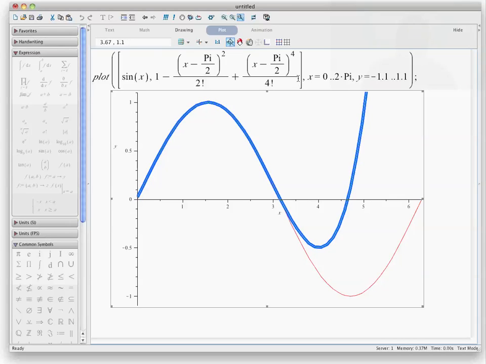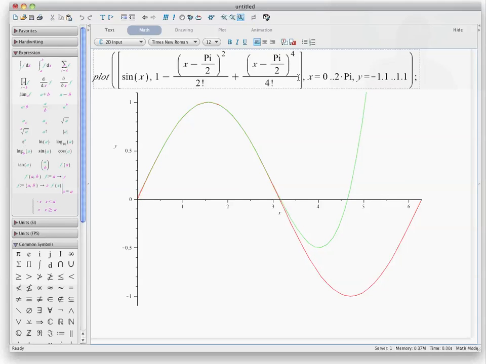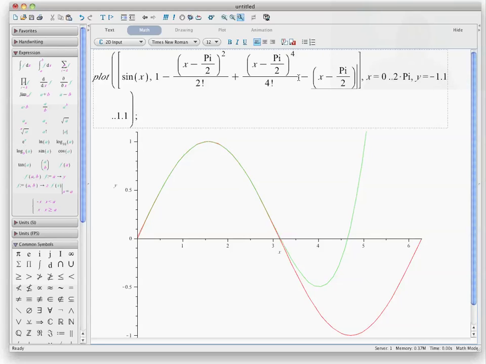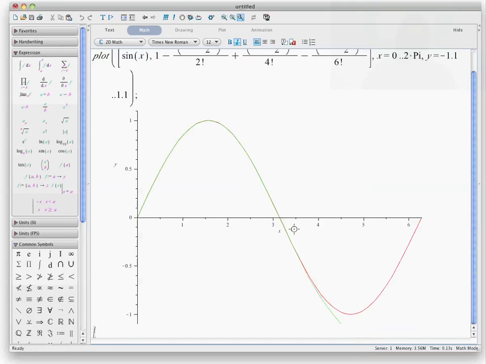So I'm going to go out one more now, which is going to be minus x minus pi over 2, raised to the 6th, divided by 6 factorial. And see, now I even have a better approximation.